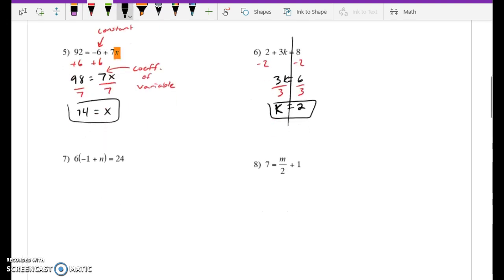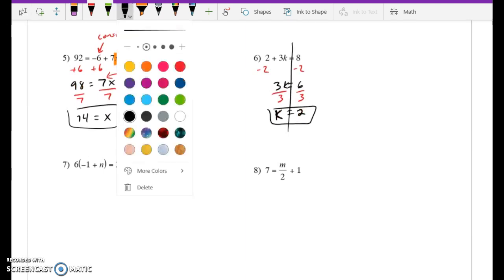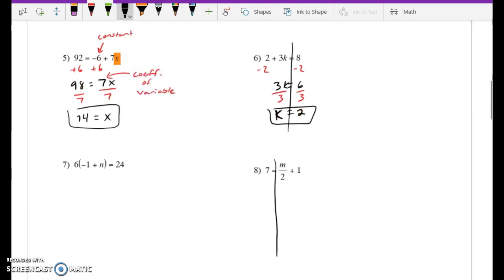Let's look at number 8 before I do 7. So once again, I'm going to draw the line down. I'm going to subtract the constant. Give me 6 equals m over 2. And then in this case, this 2 is considered my coefficient. So since it's dividing by 2, I'm going to multiply by 2. That gives me m equals 12.